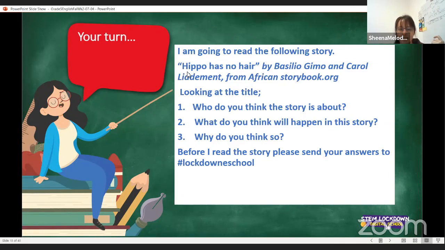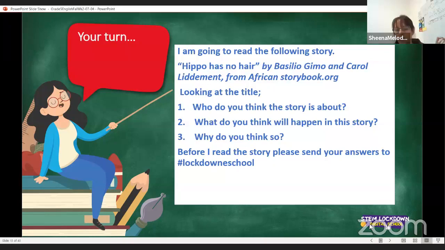So you look at the title, Hippo Has No Hair. I'm going to ask you, who do you think the story is about? You're going to focus on this question, who? What do you think will happen in the story, just by looking at the title? And why do you think so? I know I've written at the bottom to send your answer, but you can just send it in the chat, or share it with me when you get a turn and you're unmuted once I've asked you.